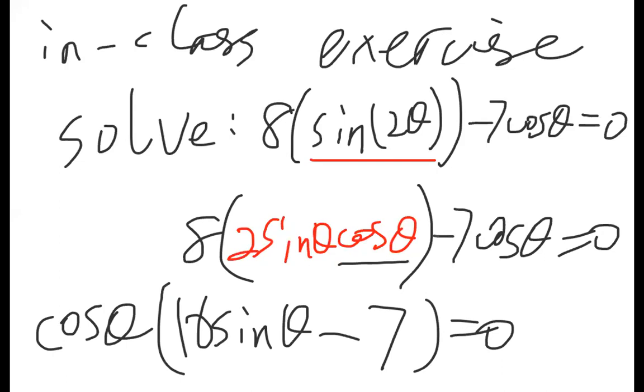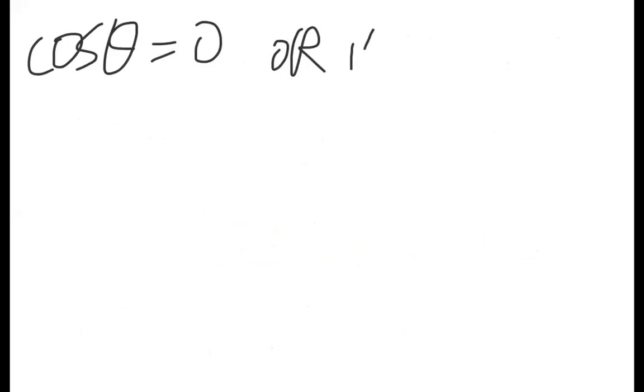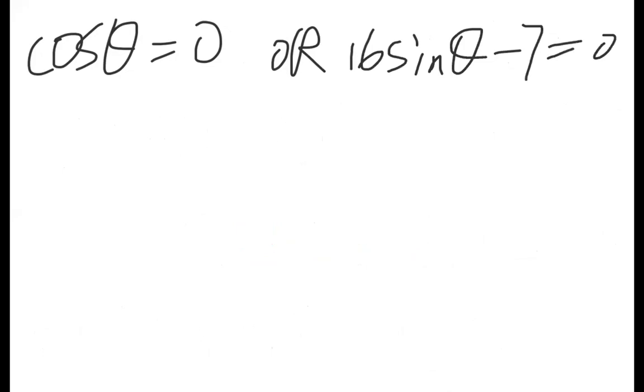Right? So when the product is equal to 0, it means either one of the factors has to be 0. So you have either cosine theta is equal to 0 or 16 sine theta minus 7 is equal to 0. So you have two simple trig functions to solve.